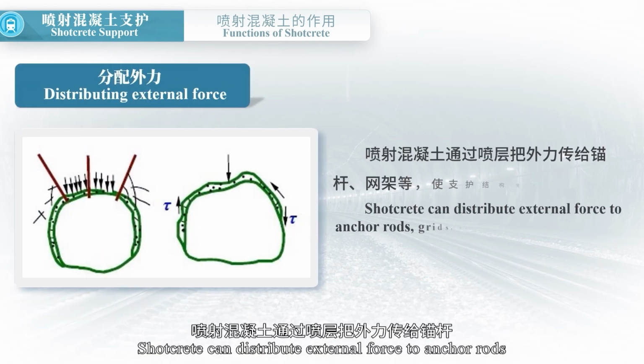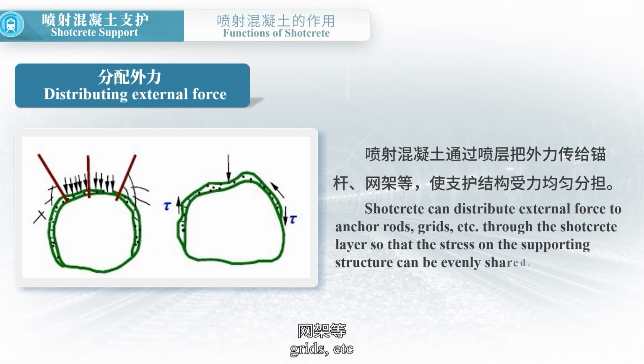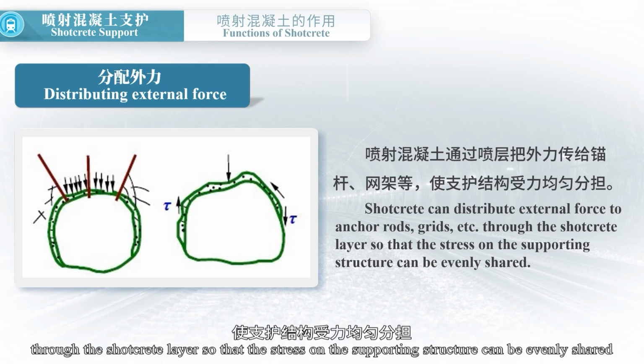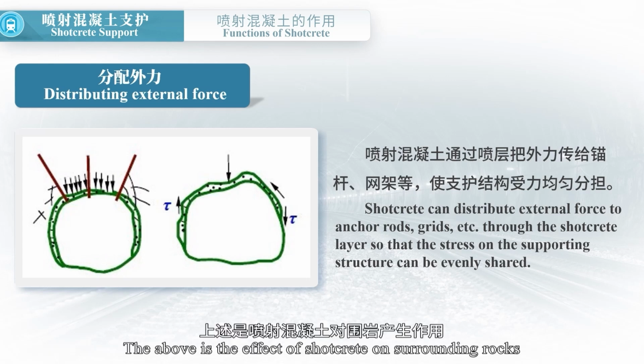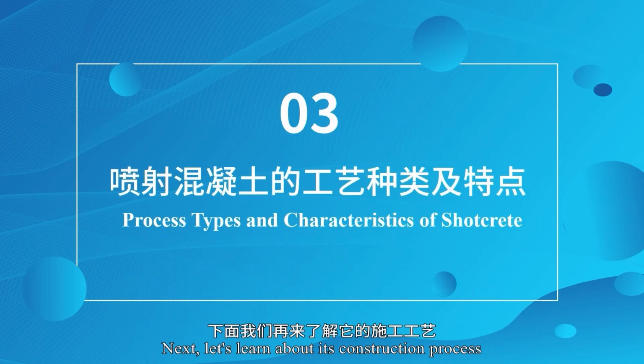Shotcrete can distribute external force to anchor rods, grids, etc. through the Shotcrete layer so that the stress on the supporting structure can be evenly shared. The above is the effect of Shotcrete on surrounding rocks. Next, let's learn about its construction process.